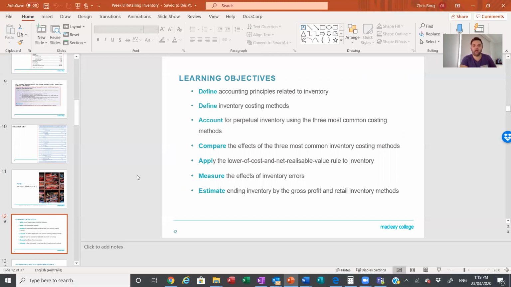So it's an extension of last week. We understand how the perpetual inventory system works, constantly updating that stock on hand figure, right? But now we're adopting those journals and that process using 3 types of methods. We compare the effects of the 3 most common inventory costing methods as per the above, in terms of profitability, how it affects the cost of goods sold and the gross profit in general. Applying the lower of cost and net realizable value rule to inventory, measuring the effects of inventory errors, and estimating the ending inventory by the gross profit and retail inventory methods.